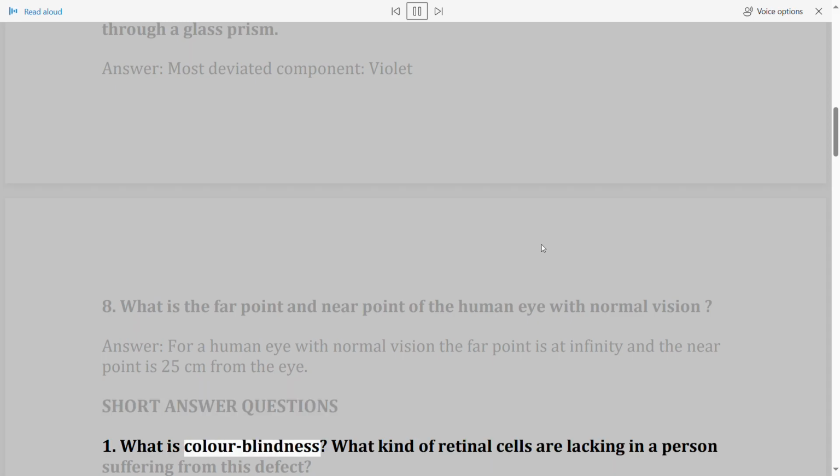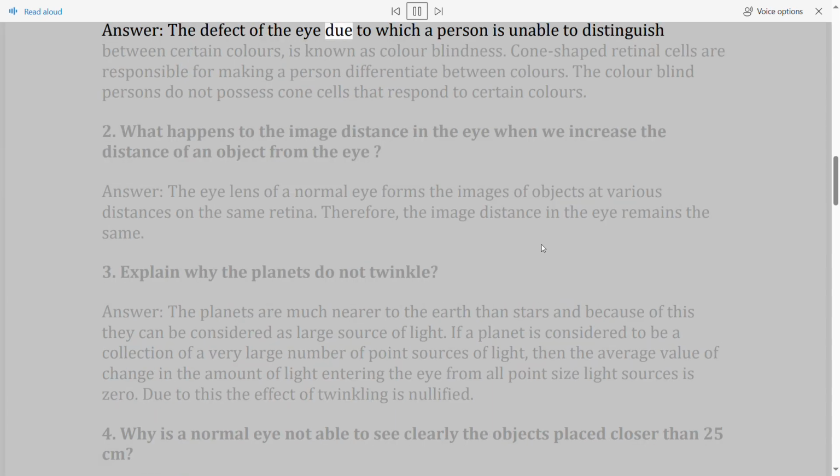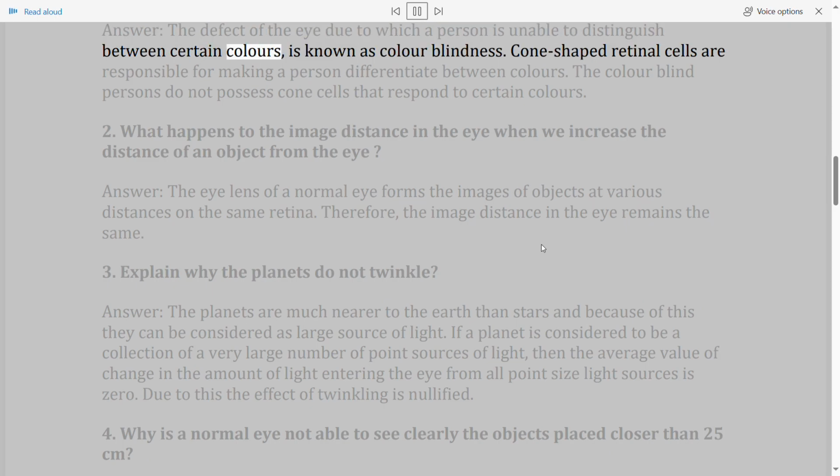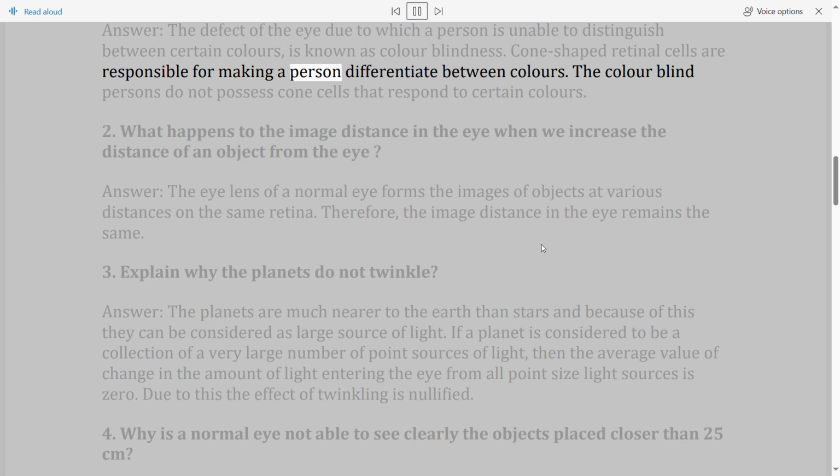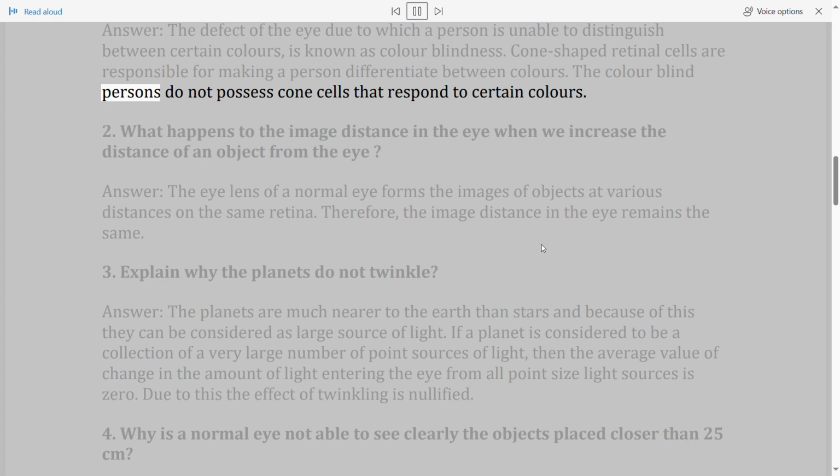1. What is color blindness? What kind of retinal cells are lacking in a person suffering from this defect? Answer. The defect of the eye due to which a person is unable to distinguish between certain colors is known as color blindness. Cone-shaped retinal cells are responsible for making a person differentiate between colors. The color-blind persons do not possess cone cells that respond to certain colors.